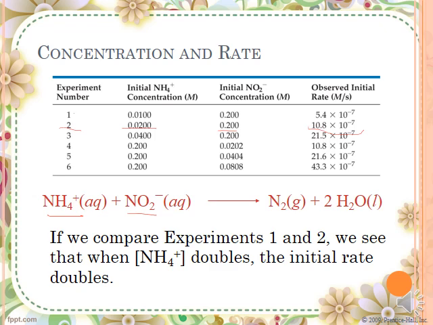Experiment set 1 and set 2 have the same concentration of nitrite ion, whereas the concentration of ammonium ion is different. Set 2 is double compared to set 1. So let us look at the rate. The rate becomes almost double also.